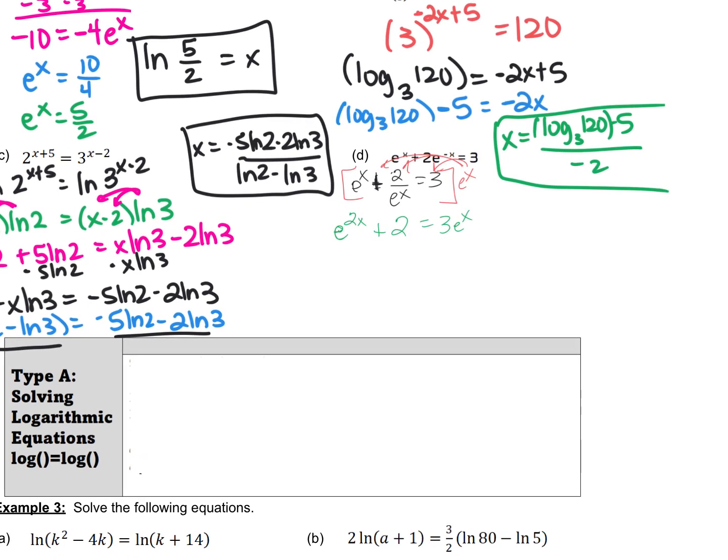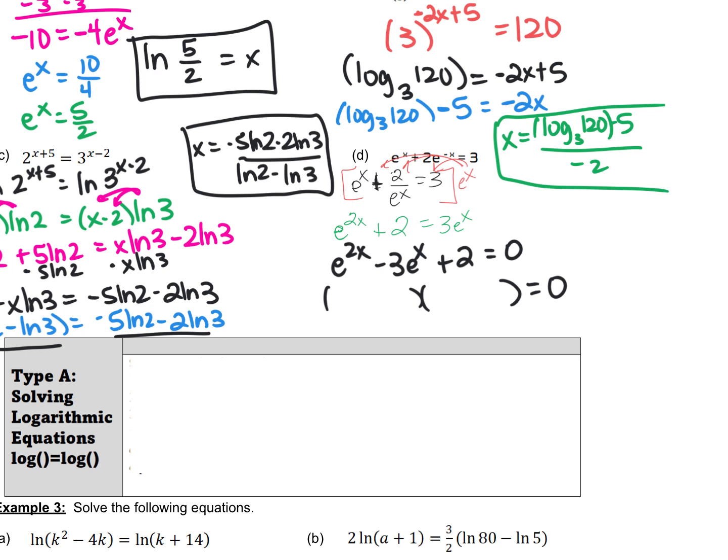I don't know what to do next, but maybe if I set it equal to 0, something fun might happen. So I'm going to pull that over. I get e to the 2x minus 3e to the x plus 2 is equal to 0. How many terms is that? 3, which is a trinomial. And most trinomials I can factor into 2 parentheses. So let's see if we can do that.